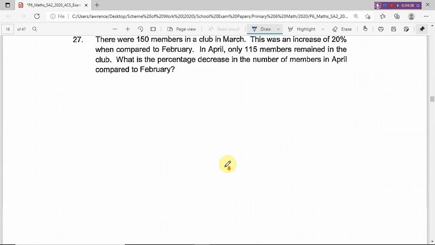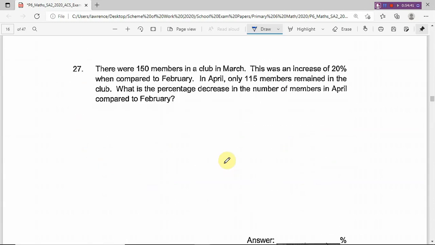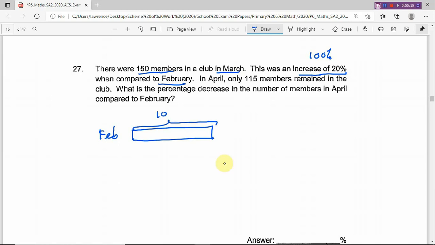Okay, let's go to 27. All right. Okay, this is another question that most students have problem with, percentage problem. Okay, now, lesson over here. Before you can plus, or before you can increase, or before you can decrease, you always have to start with 100%. This is the concept. So let's draw a simple model, percentage model. There were 150 members in March. Okay, and this was an increase of 20% compared to February. So which means that February has to start with 100%. Agree? So your February has to start with 100%.